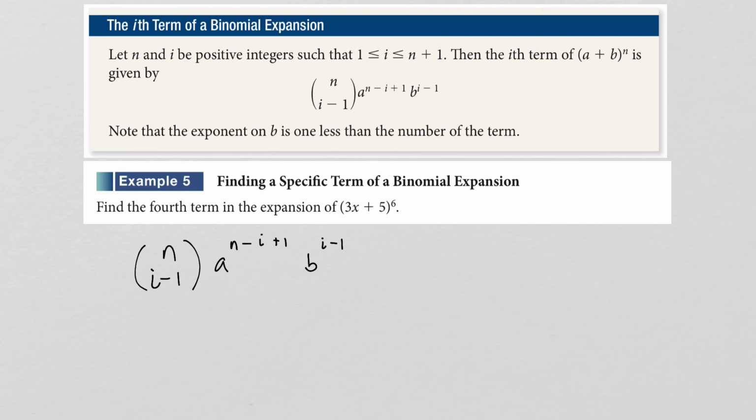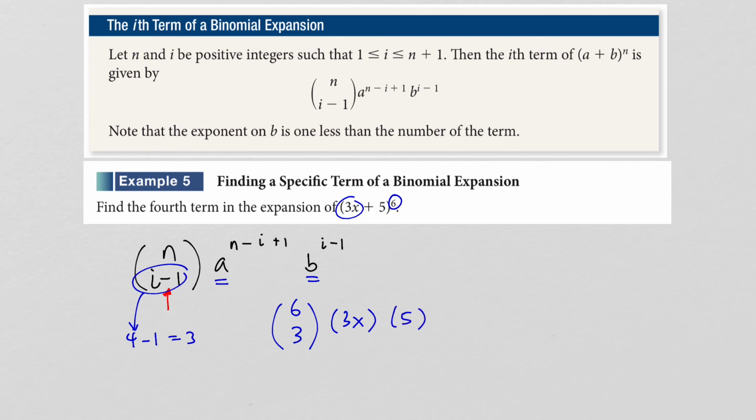So the key is this. If I'm looking for the 4th term, the number in the bottom here is always going to be 1 less than the number that you're looking for, right? So in this particular case, we can see that n is 6, so we're going to have a 6. And since we're looking for the 4th term, we're going to put a 3 there, right? Because 4 minus 1 is 3. That's what this tells us. And then you have a to a power and b to a power. Now a is 3x and b is 5.